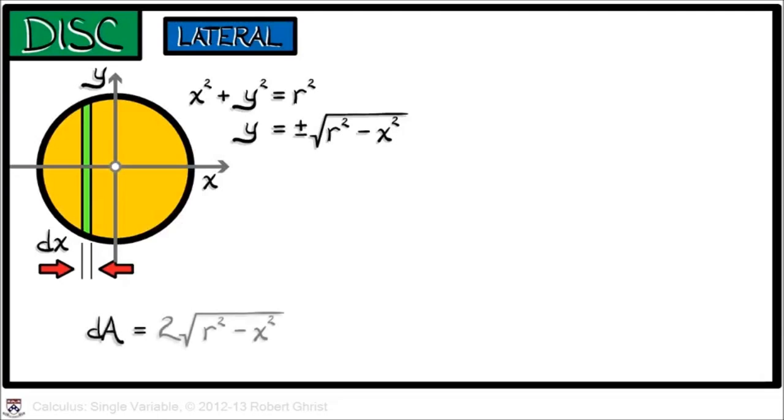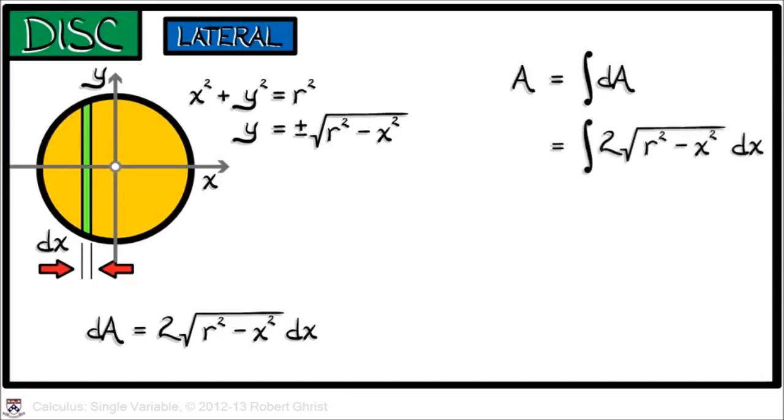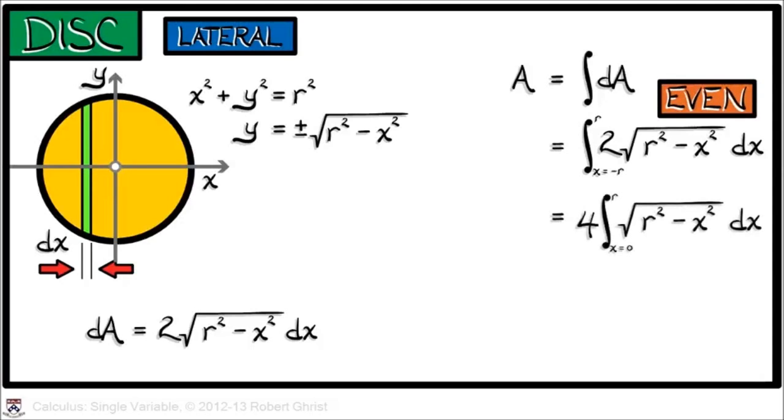The area element, in this case, is going to be the height, that is twice root r squared minus x squared, times the width, dx. Then we see that integrating to get the area gives the integral of twice root r squared minus x squared dx. Evaluating the limits from minus r to r, what do we get? Well, this integral is not as easy as the other two that we've done. It is an even integrand over a symmetric domain, so we could pull out the 2, double it, and integrate from 0 to r. But we're still not done.